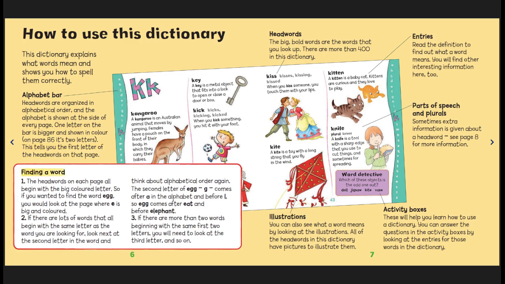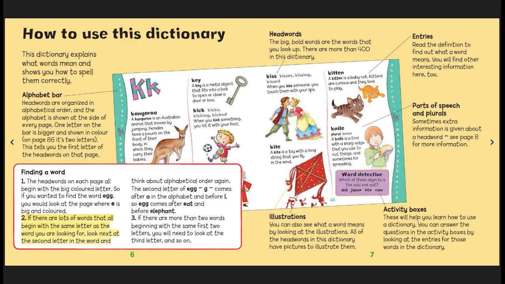Finding a word. 1. The head words on each page all begin with the big colored letter. So, if you wanted to find the word egg, you would look at the page where E is big and colored.